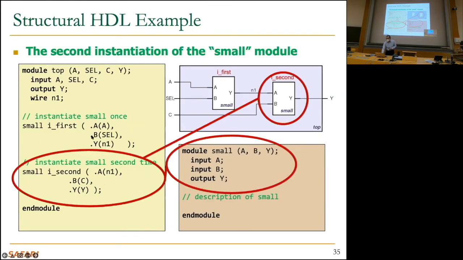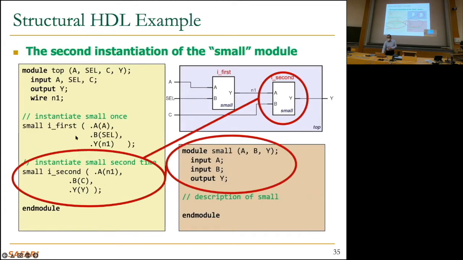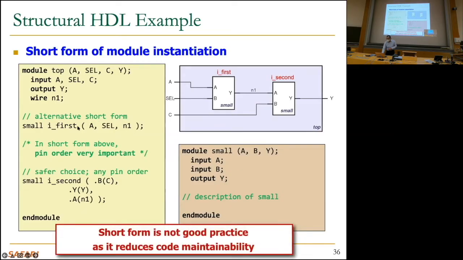Here we're explicitly specifying which input and output ports of the small module correspond to which parameters or wires over here. You don't have to do it explicitly. You can do it implicitly, but then you have to preserve the order. So here, just to show you, this is explicit. This one is implicit. You need to preserve the order. I mean, A needs to be A over here, select needs to be tied to B, and N1 needs to be tied to Y. If you mess up the order, then you have a problem. You may have a bug in your circuit, and these are actually bugs that may be very difficult to find and fix. It basically wastes your time in the end.